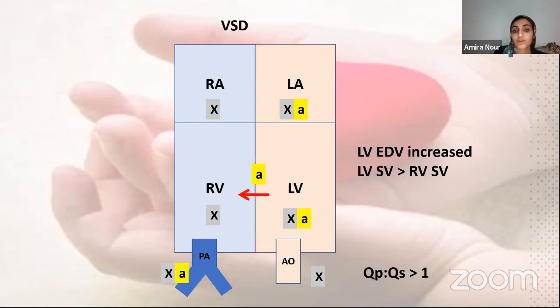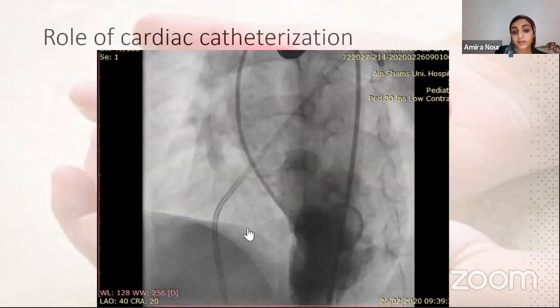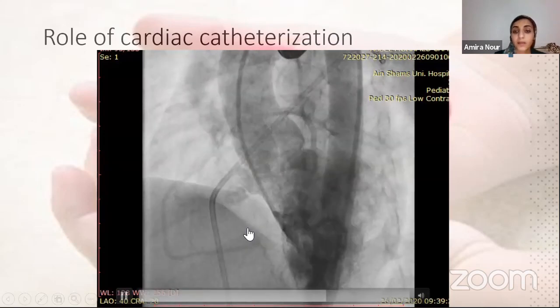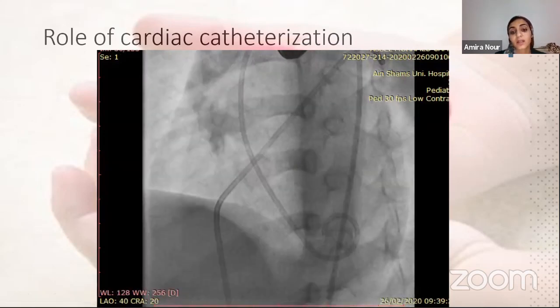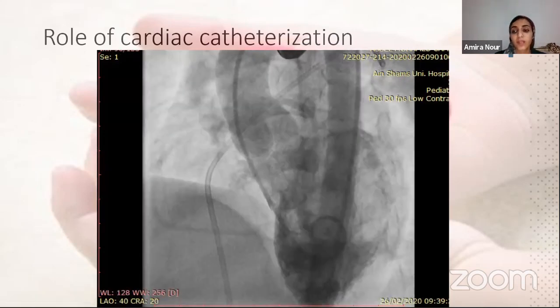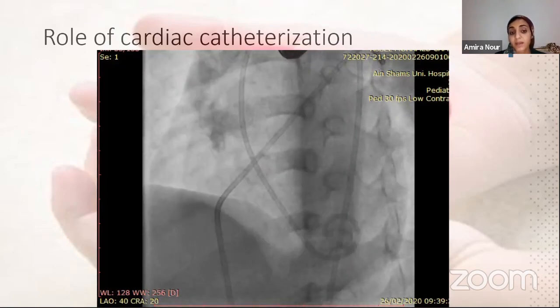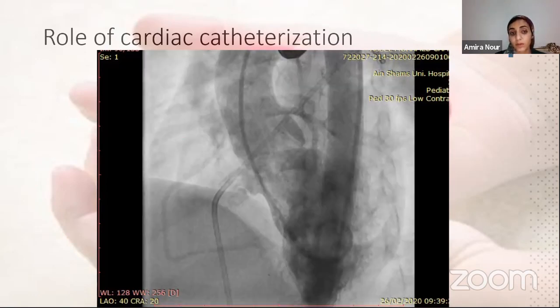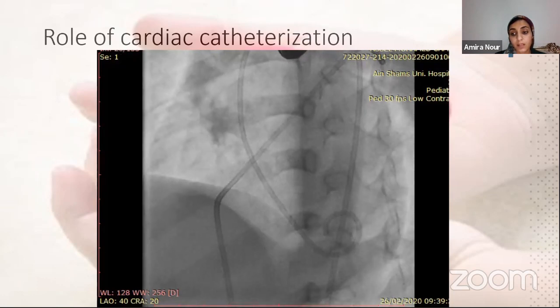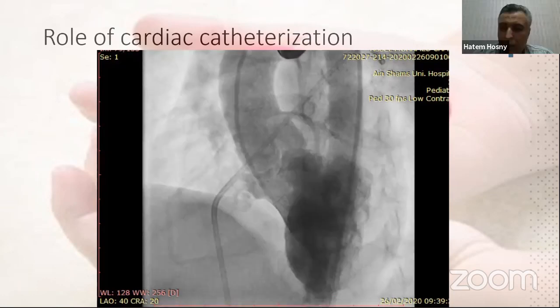And as you said, Dr. Soha, for proper assessment of pressures, or invasive pressure assessment, we should go for cardiac catheterization. And actually, cardiac catheterization has a diagnostic role, or hemodynamic assessment role, and a therapeutic role.